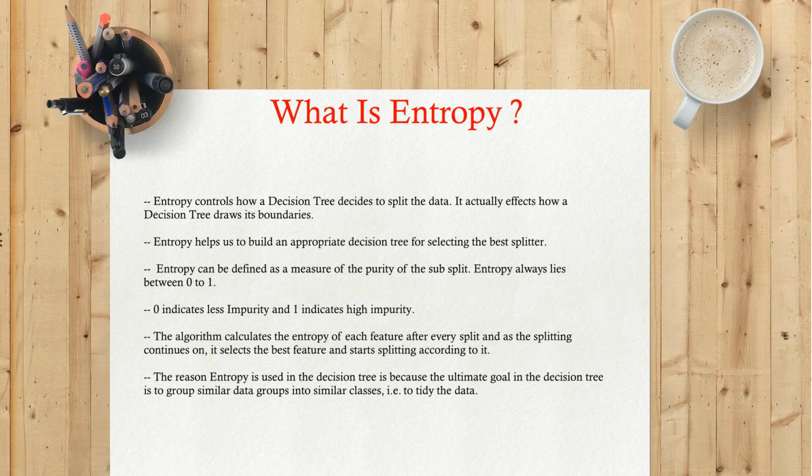Entropy always lies between 0 and 1. 0 indicates less impurity, and 1 indicates high impurity. The algorithm calculates the entropy of each feature after every split, and as the splitting continues, it selects the best feature and starts splitting according to it.